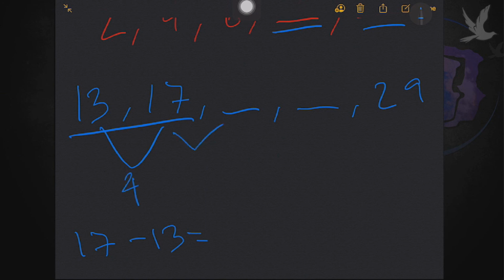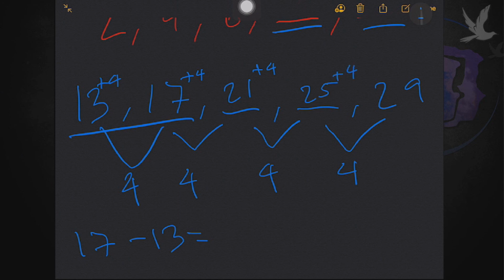So, which means the differences between the numbers should be skip counting by 4. 13 plus 4 will give you 17. 17 plus 4 should give you 21. 21 plus 4 will give you 25. And 25 plus 4 will give you 29. Okay? So that's how you check or do skip counting.